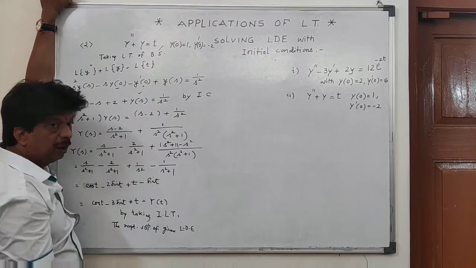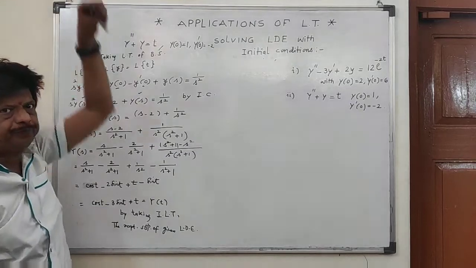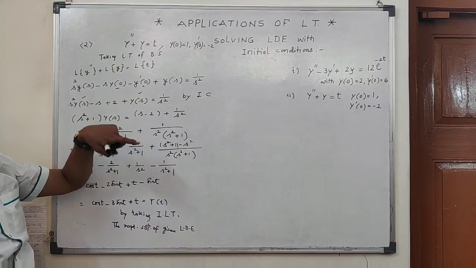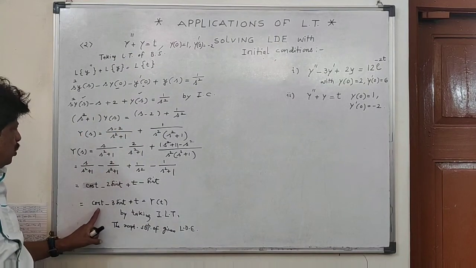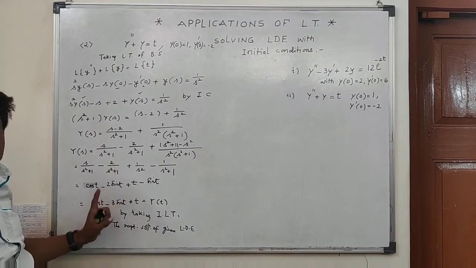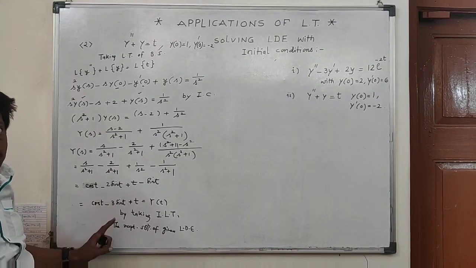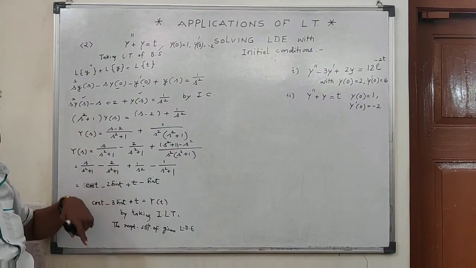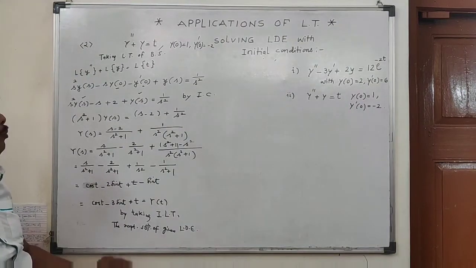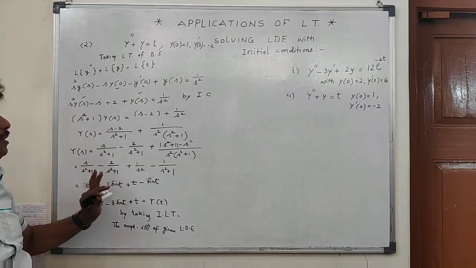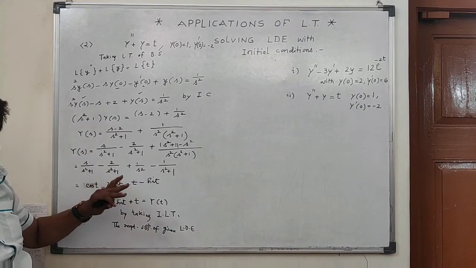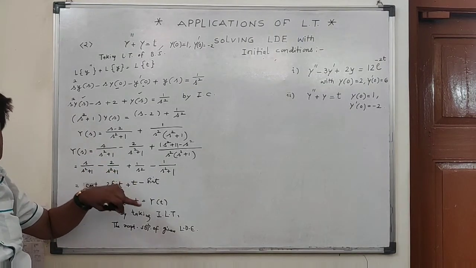With constant coefficients, I have told you that C1 cos t plus C2 sin t is the complementary function. So cos t and sin t are involved in our answer. We have found this answer by using the theory of Laplace transform. So I hope you have understood this method of solving linear differential equations with initial conditions.